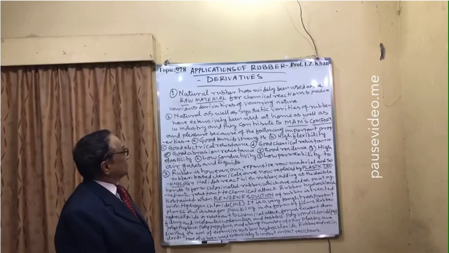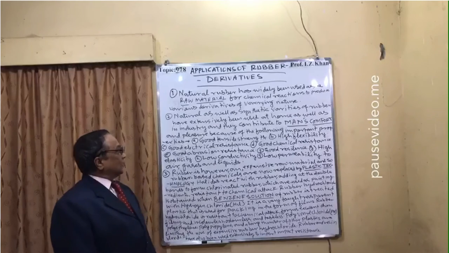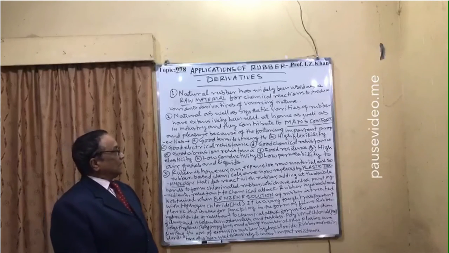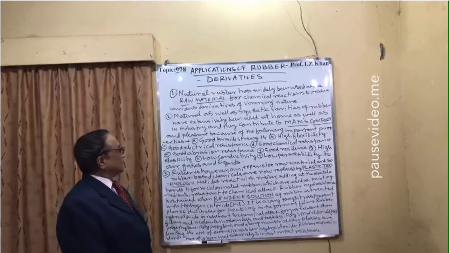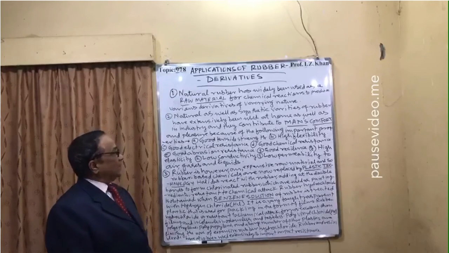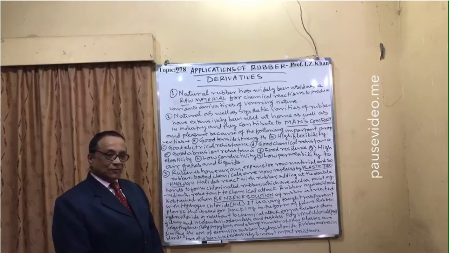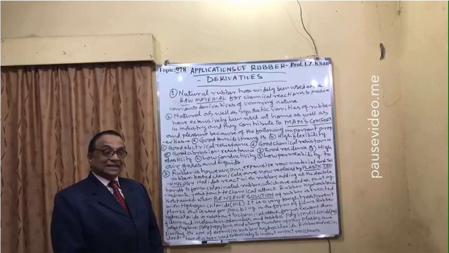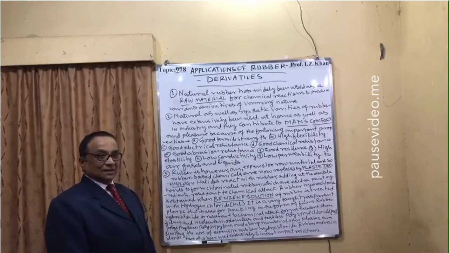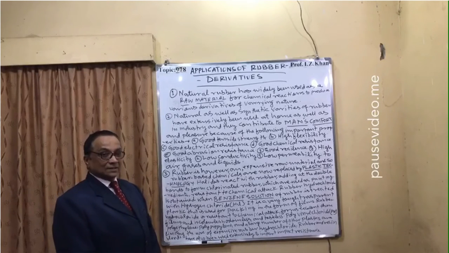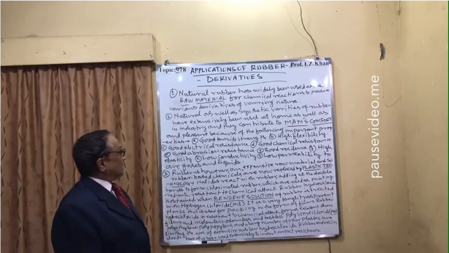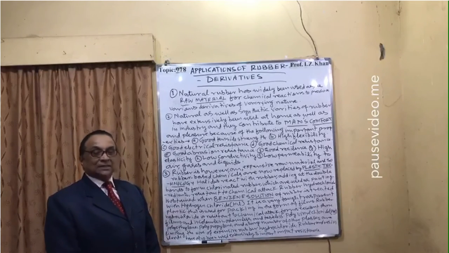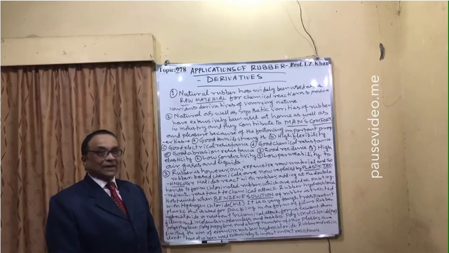Number two, natural as well as synthetic varieties of rubber have extensively been used at home as well as in industry, and they contribute to man's comfort. A lot of comfort, ease, happiness and also pleasure it provides to mankind because of the following very important properties of natural rubber, which are given as follows here.